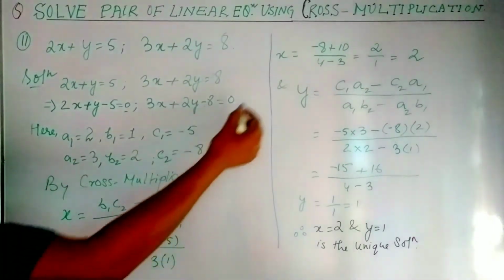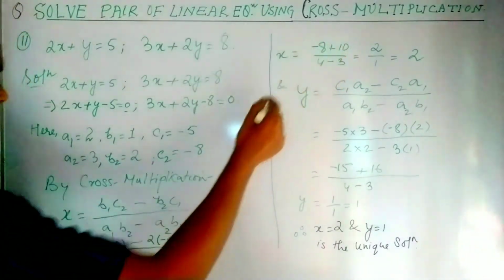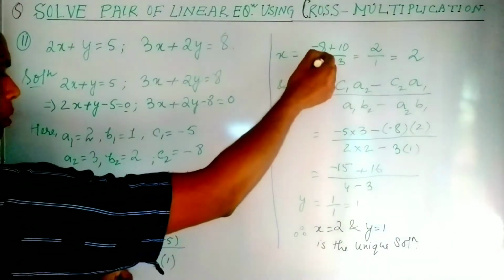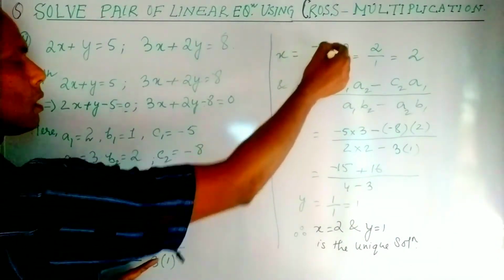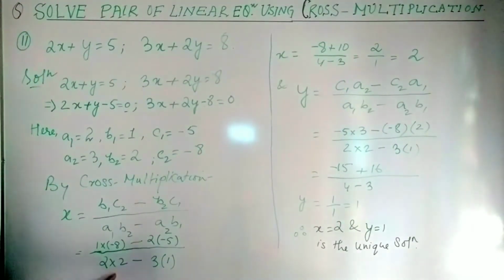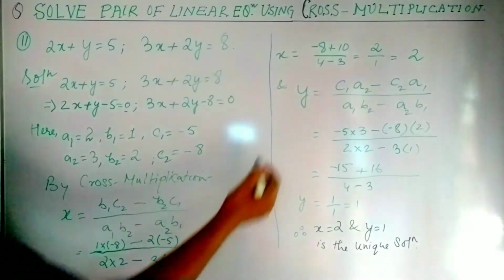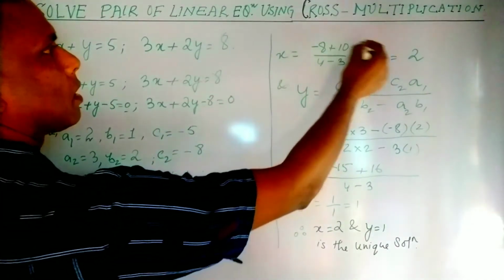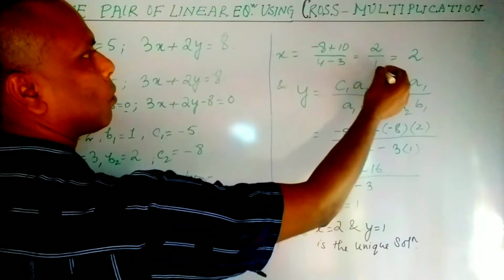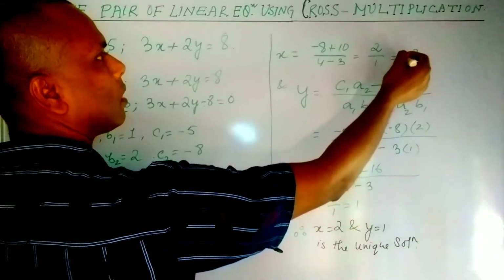Then we calculate it. It is 1 into minus 8 is minus 8. Minus into minus is plus, then 2 2 is 4, minus 3 1 is 3. So minus 8 plus 10 is 2, 4 minus 3 is 1. That is 2 divided by 1 is equal to 2.